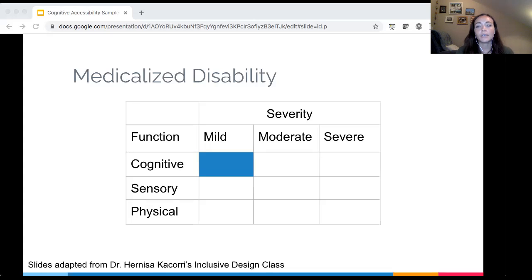So one helpful way to think and categorize different types of disabilities is by differences in functioning. This could be cognitive, sensory, or physical functioning. And each of these functional impairments can vary in severity between mild, moderate, and severe impairments. So for instance, someone could have a mild cognitive impairment or a severe physical impairment. And again, this falls more into the CDC's more medicalized definition of disability.